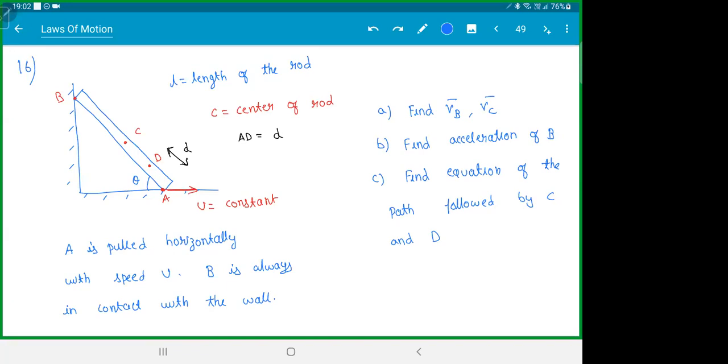Okay. Do the rest. I'm more interested in VC. V will also come for everyone, and you must have done it in your classes also. That VC, acceleration of B, and the equation of the path. Those three questions are added.